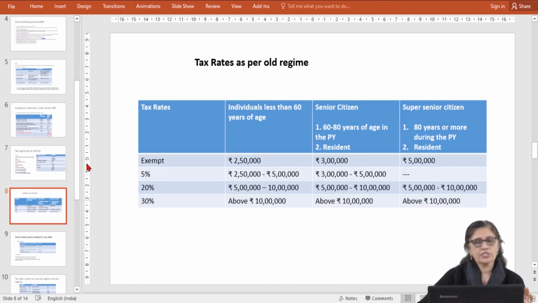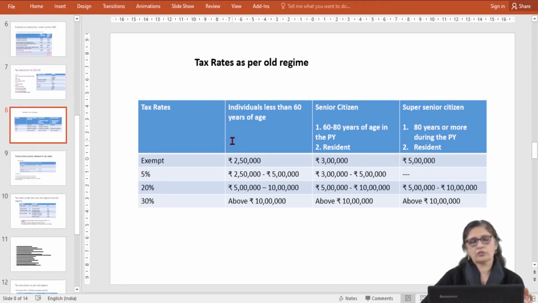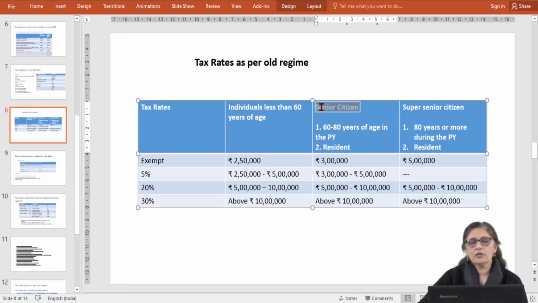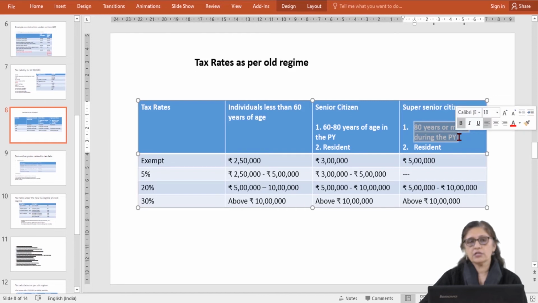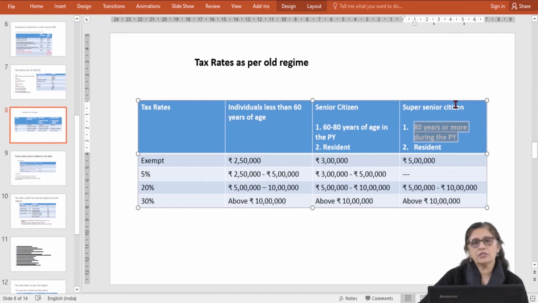As per the old regime, this is our tax structure. We have three categories of individuals. One, less than 60 years. Two, 60 to 80 years. And three, 80 years and above. So 60 to 80 during the previous year, along with you being a resident, ordinarily or not ordinarily, the assessee is called a senior citizen. And 80 or more during the previous year, along with being a resident, you are called a super senior citizen.